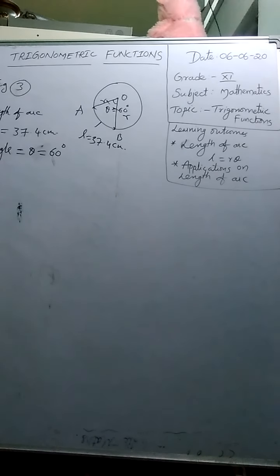The radii will be equal. I have drawn the diagram approximately. So here, what are the values given, students? The length of arc L is given as 37.4 centimeters, and the angle of the sector is given as theta, which is 60 degrees. We should convert it into radians.